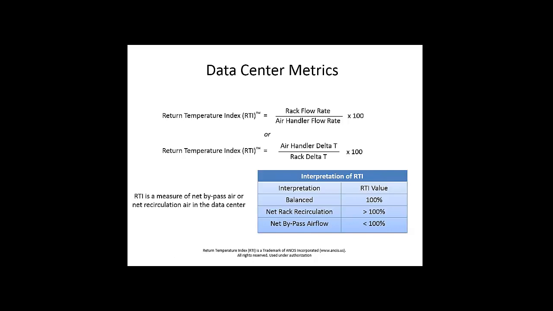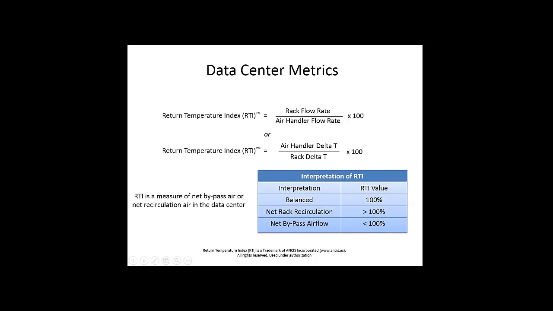Magnus was quite involved with the development of these metrics, and the first one is called return temperature index. This one is really a measure of net bypass air or net recirculation in the data center. It is a ratio of the rack flow rate divided by the air handler flow rate. At least that's how we tend to look at it in the CFD business. It's a flow rate issue. It's also a delta T issue because the equation is flow rate is correlated to delta T, of course. But we tend to use this one up here.